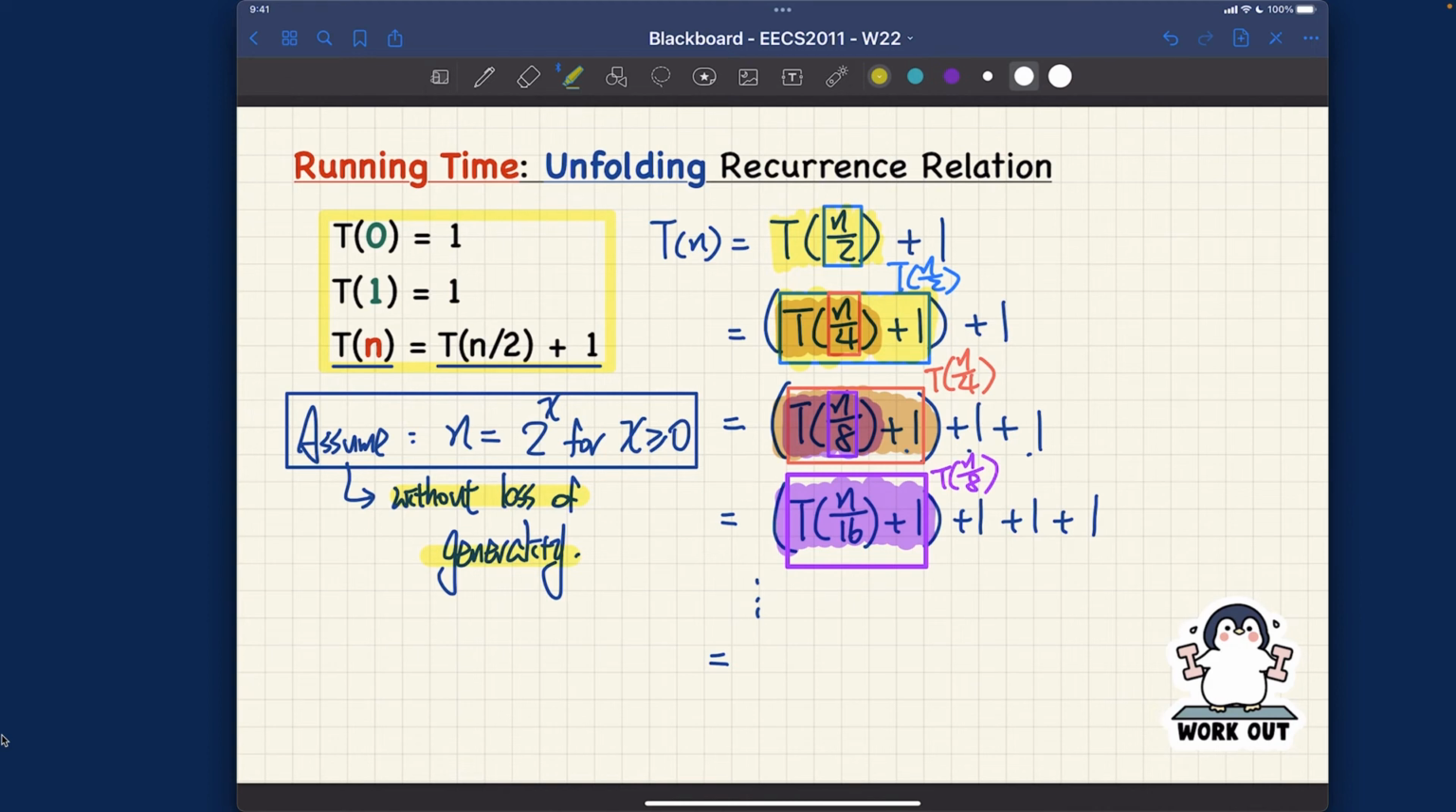Alrighty. And what I really want to have is this, T of 1, and then I should really get plus 1, all the way to plus 1. But now the question is, how many plus 1 should I have over here? How many?